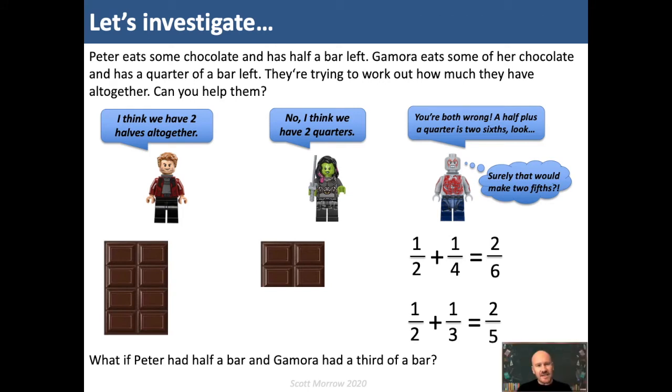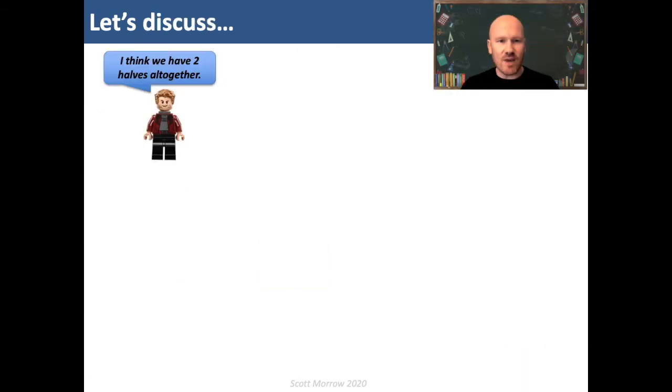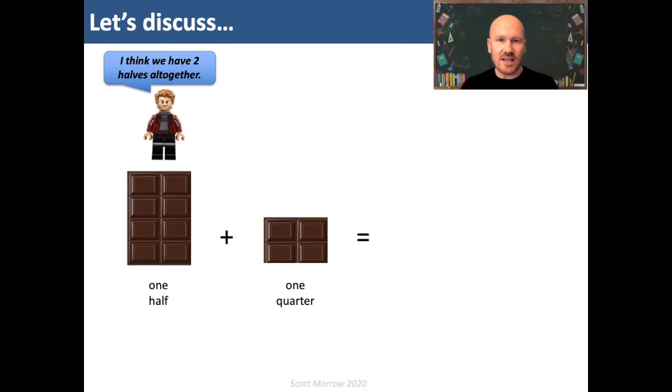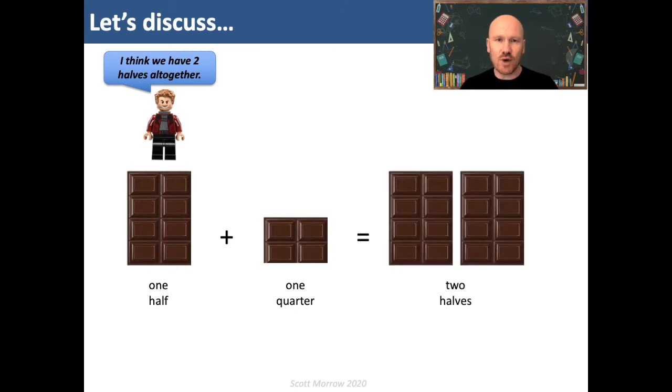Let's consider each of their thoughts in turn. Let's start with Peter. Peter said, I think we have two halves altogether. So if we take the half bar that he's got and Gamora's quarter bar, if we add them together, we can see clearly that that's less than two halves. So I'm afraid in this instance, Peter is wrong.